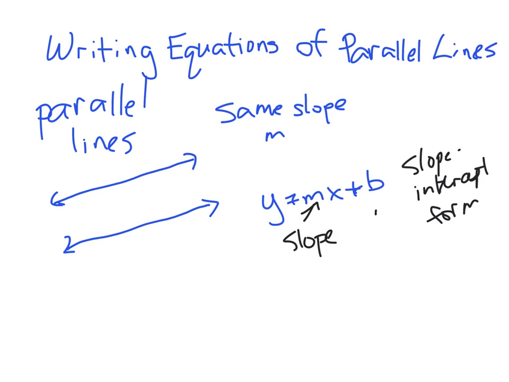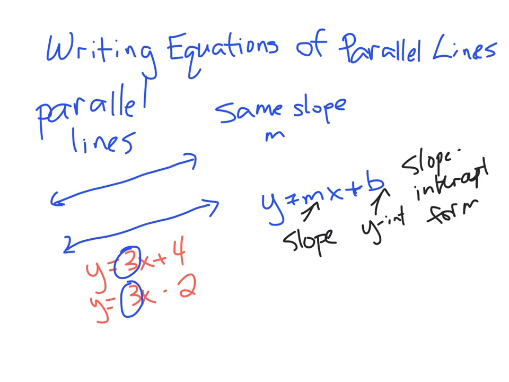So if I'm telling you that two lines are parallel, then that means you automatically know that they have the same slope. So for example, if I gave you these two equations, y equals 3x plus 4 and y equals 3x minus 2, I know that these two equations would be lines that are parallel if I graph them because they both have the same number for the slope. They both have a 3.